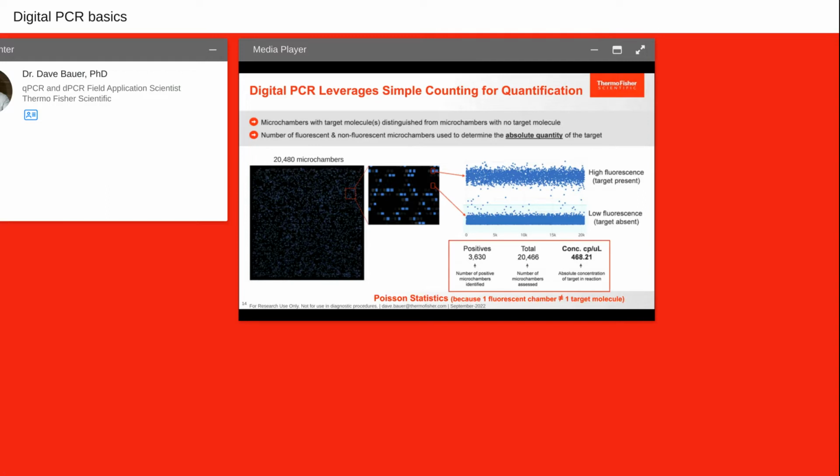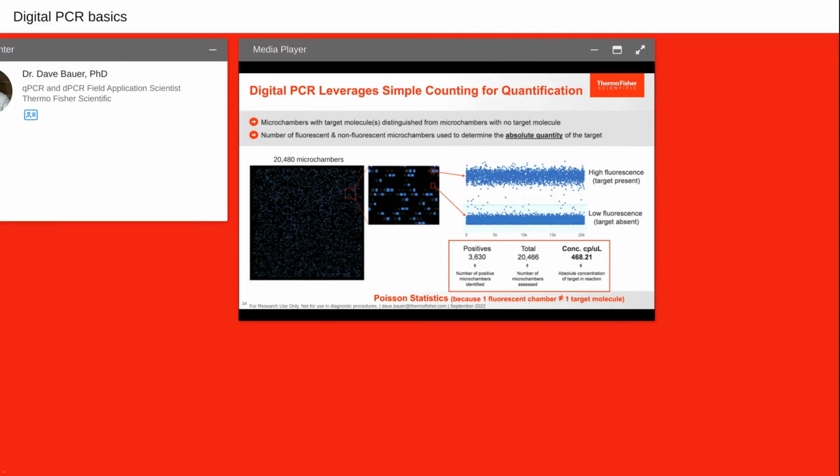So all we need from digital PCR is a count of how many of those subreactions were positive. In this example, 3,630 were positive out of 20,466. Those numbers alone get us to the concentration of 468 copies per microliter. And this is done relying on Poisson statistics.